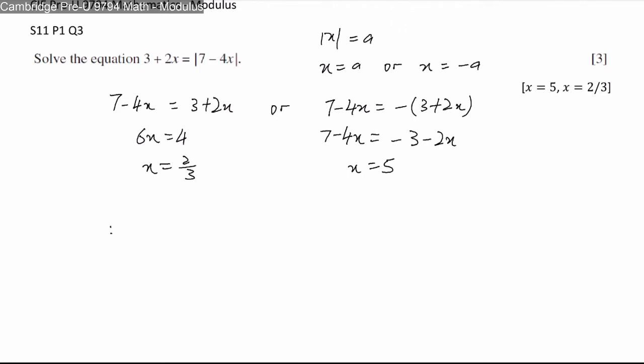So for this one, we have two values of x which satisfy the equation. If we are not sure whether we have the correct answer or not, we can always substitute the answer back into the equation and check. But for this one, these two values of x are the solutions to this modulus equation.